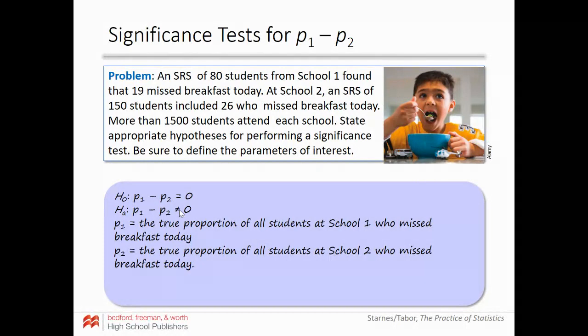Along with stating your hypothesis, you want to state what p1 and p2 are. So p1 is the true proportion of all students at school 1 who missed breakfast today, and p2 is the true proportion of all students at school 2 who missed breakfast.